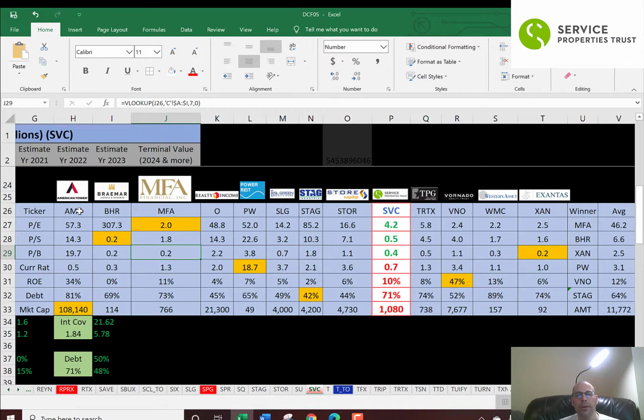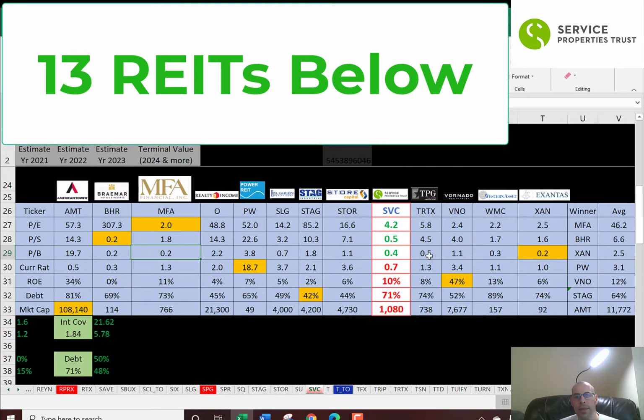So I have 13 REITs I've done on this channel. So let's compare their ratios to the other companies. The average REIT has a PE of 46, and they're at 4.2. So they're definitely at the lower end. And some REITs are real low, like MFA has 2.0. Their price to sales is well below the average. Average is 6.6, they're at 0.5. Their price to book is really low at 0.4.